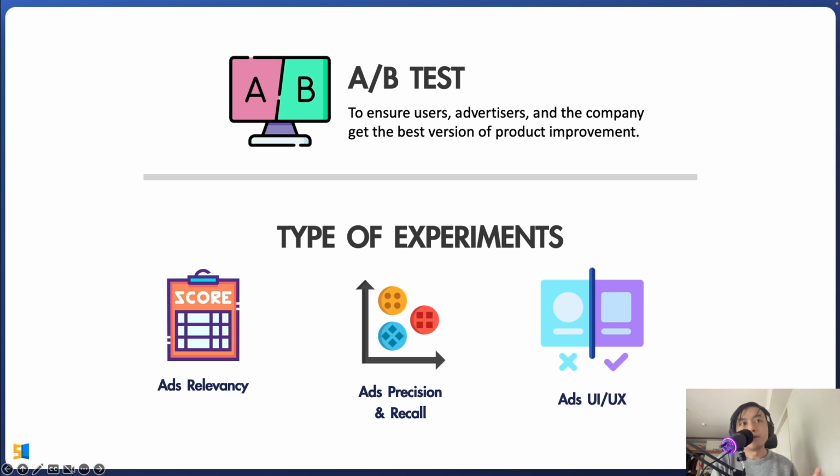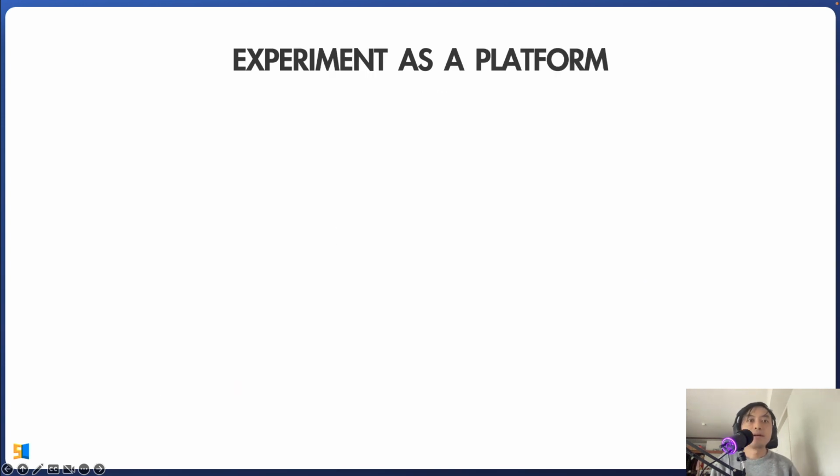And last is about experience and interface, right? We tweak the display of the ads, right? We tweak the positioning of the ads, something like that. Experiment as a platform. In a mature ads platform company, right? They usually have a system that is able to do experiments. Yeah, this is what I call experiment as a platform.